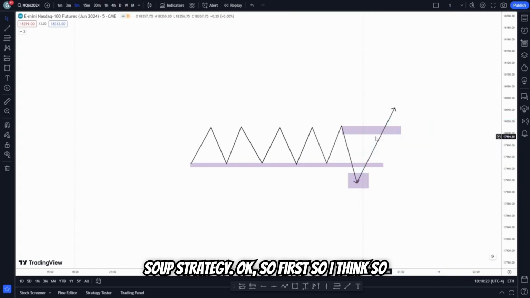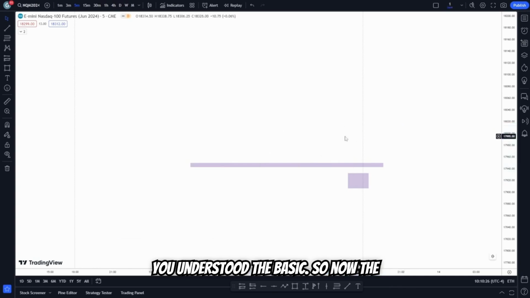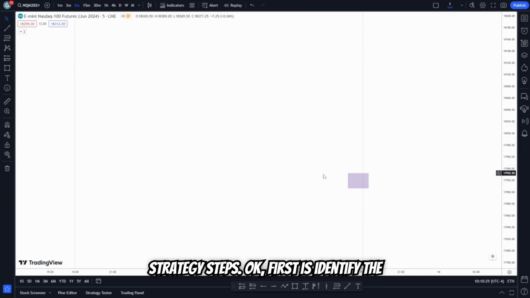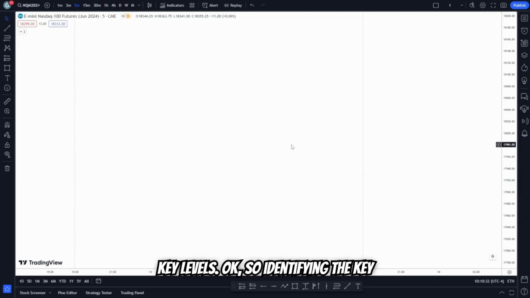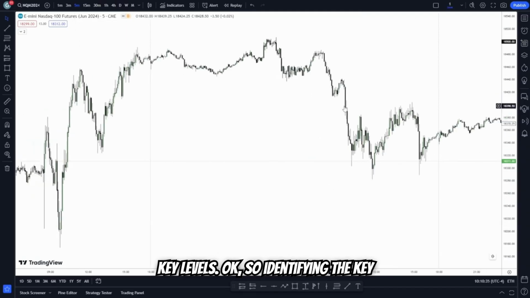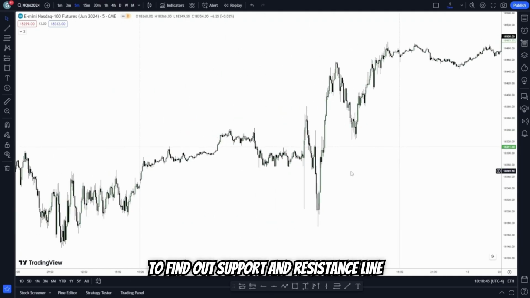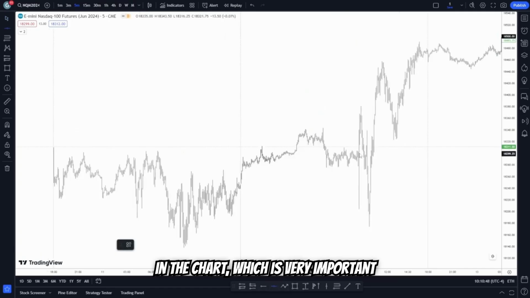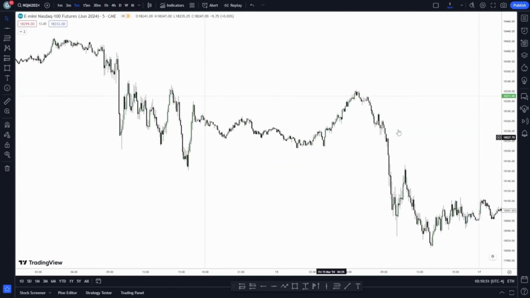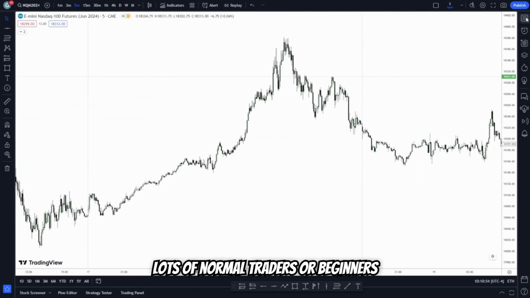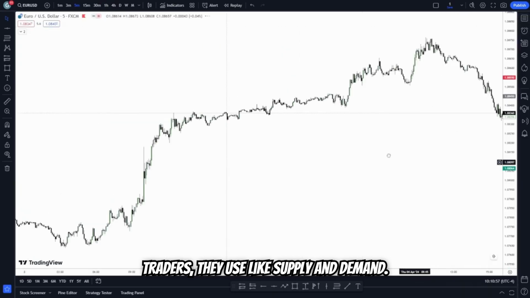Okay, so I think you understood the basics. So now the strategy steps. First is to identify the key levels. The first step is to find support and resistance lines on the charts. In this scenario you have to find the support and resistance lines in the chart, which is very important because lots of normal traders or beginner traders use supply and demand.